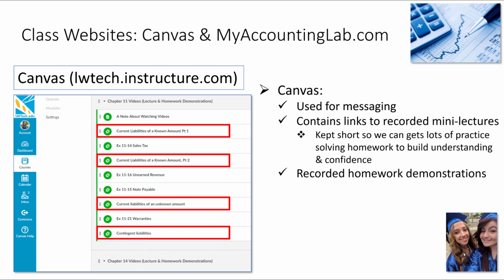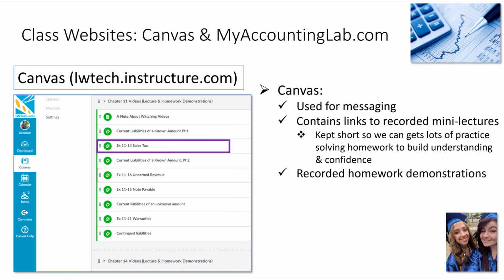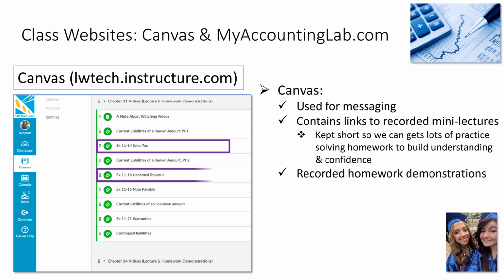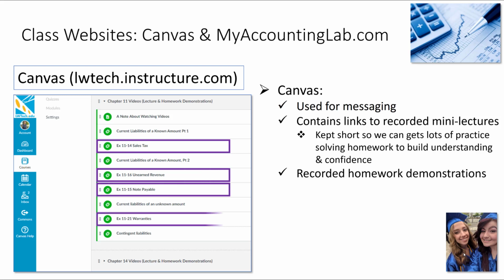For Chapter 11, here are the recorded homework demos. For example, the first homework demonstration is exercise 1114 and is about recording sales tax. Now, if we click on the small triangle by the Chapter 11 module, we can close the module, so then we can go back to seeing more modules in Canvas.